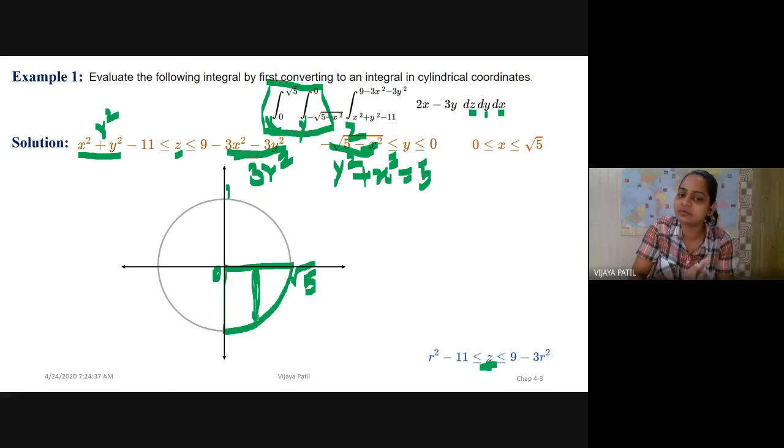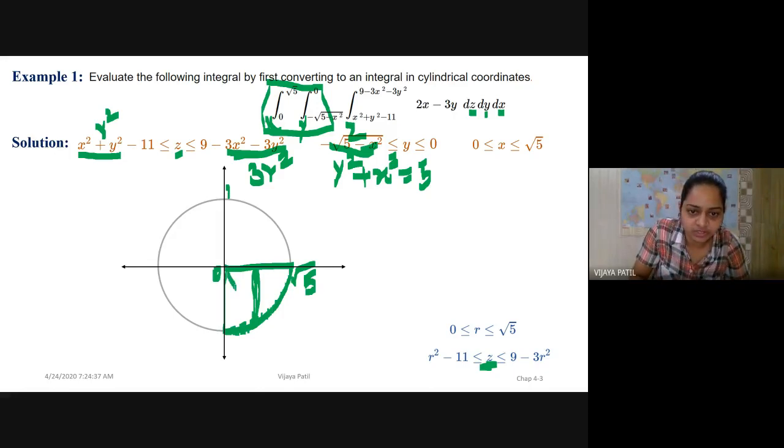How will the limits vary from here? I need the limits of this region in terms of r and theta. This is the region in the fourth quadrant. So r will move from any point on this circle, but what is it? This is nothing but r moving from 0 to square root of 5.